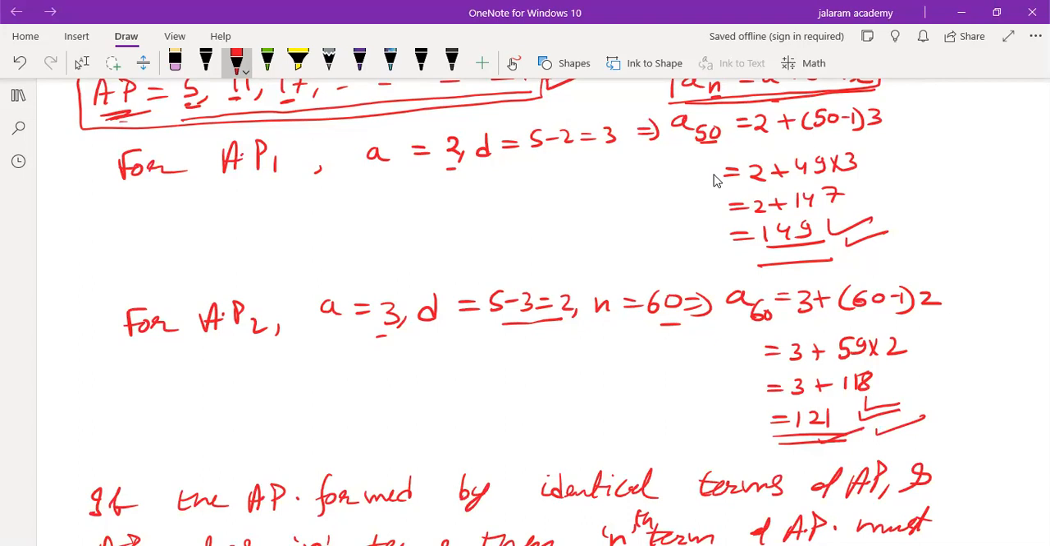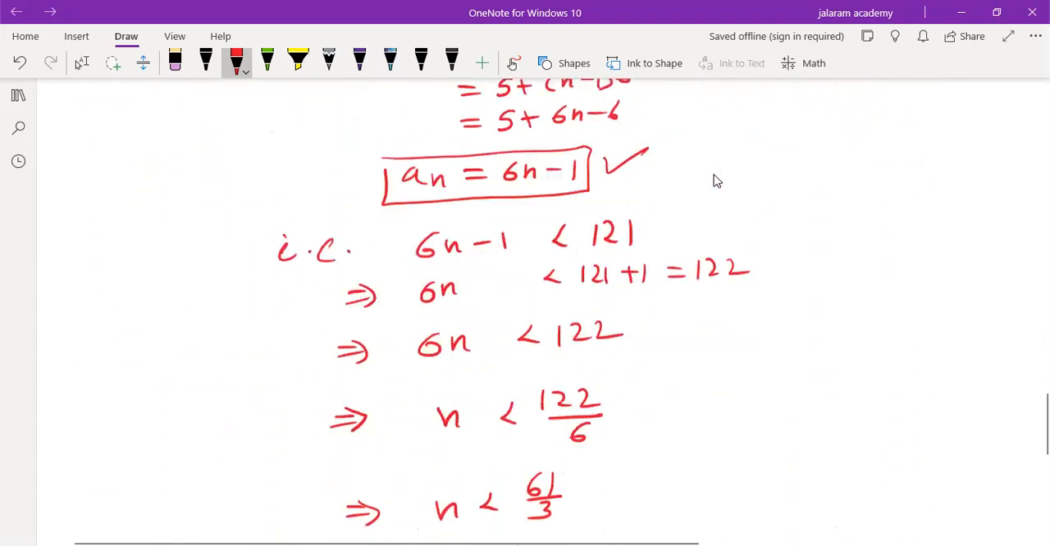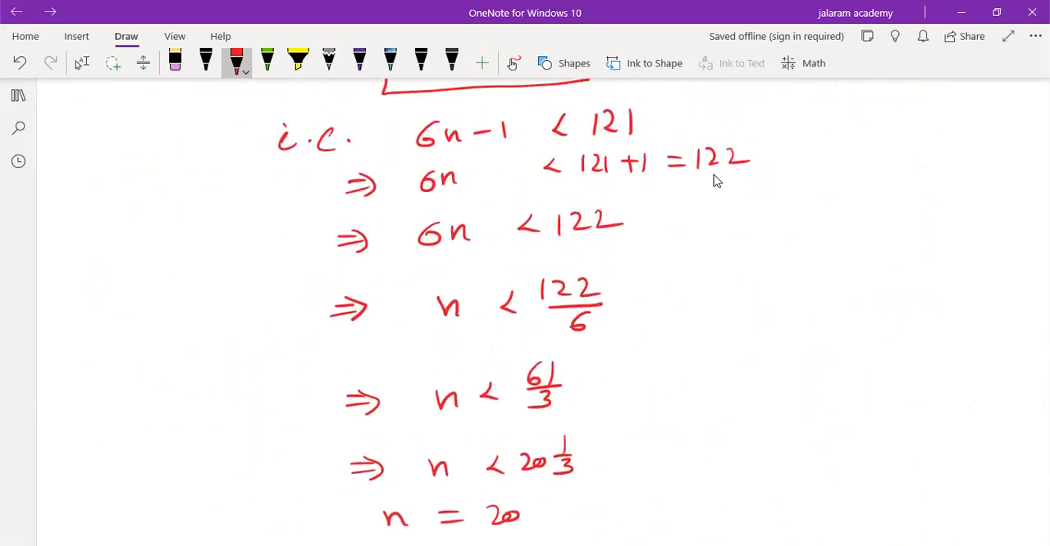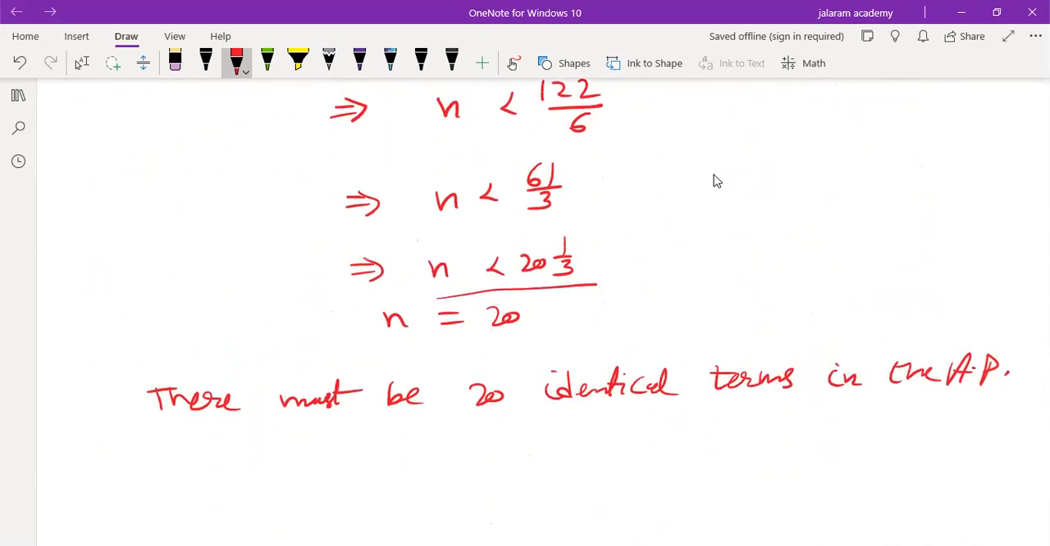So we write the nth term of AP is less than 121, and on solving, it is giving n is less than 20 and 1 by 3, and we know that value of n must be a natural number. Why? As it is the order of term. Order of term cannot be fractional. Like if we say 5.1 term, it doesn't exist. Either 5th term, after that 6th term. So it can be only natural number, which is 20.